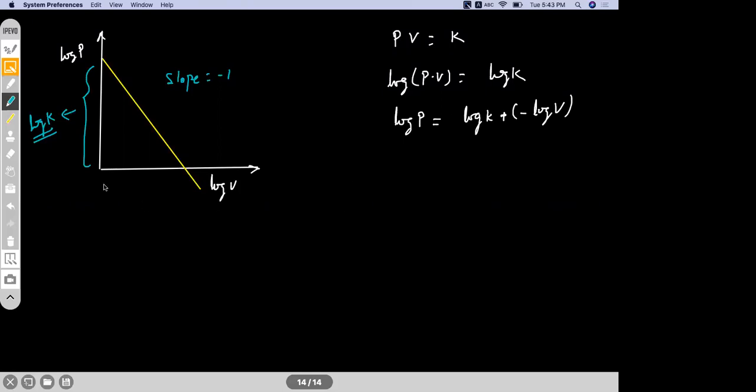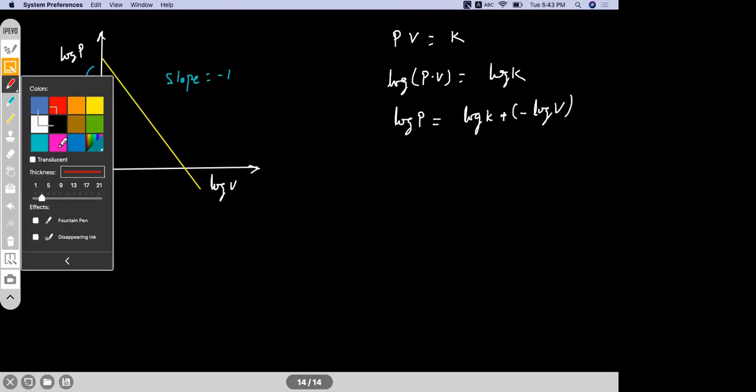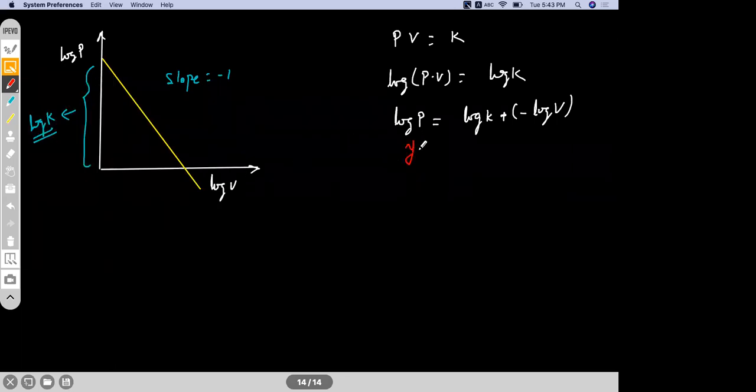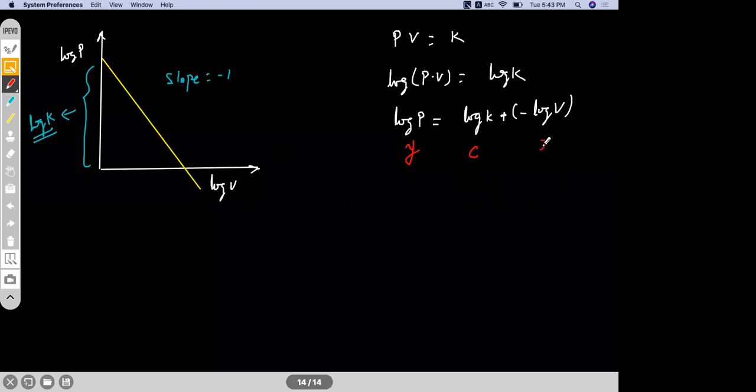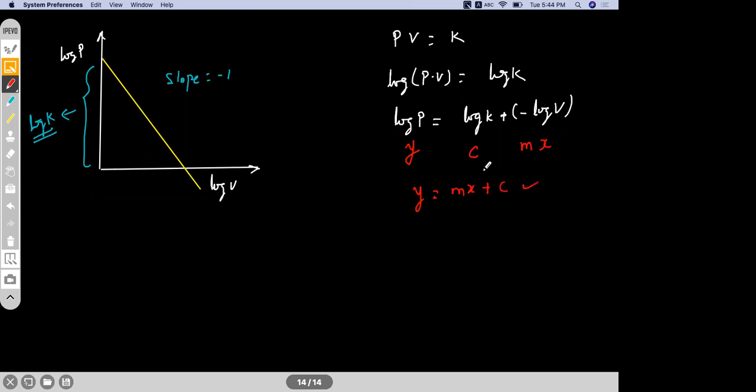Now this is what you see, the y-axis is log P. So this is the y-axis. And this is the constant we have, C. And this is the x-axis, we have log V, right? So this is x, and the coefficient of x is nothing but m. So this relation is what you see, y is equal to mx plus c. Hence, it is a straight line with a negative slope, which is this. Clear? So this is the first law we have. Okay, that is Boyle's law. Next, you see the second one.